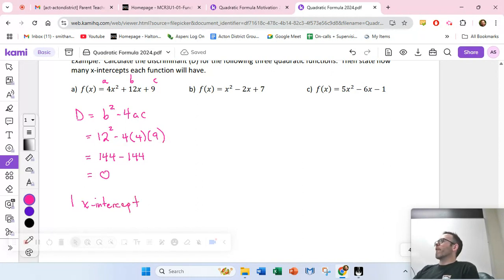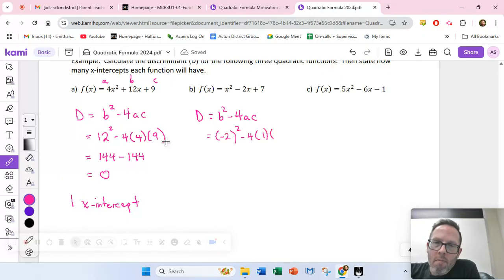Did you guys get 0 for the first one? So you guys are out in the wild solving a quadratic equation. You get the discriminant is 0. You know one solution or one x-intercept. Minus 2 squared is 4, not negative 4. Negative 24, no x-intercepts.